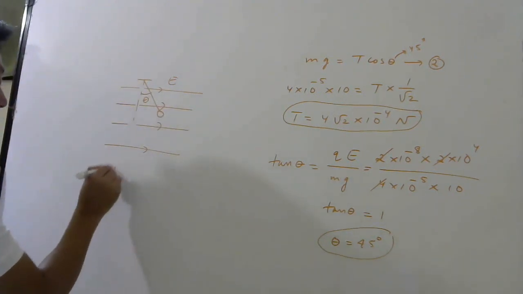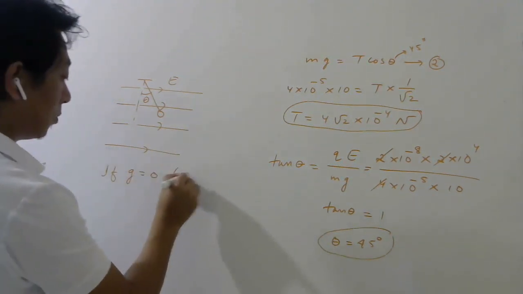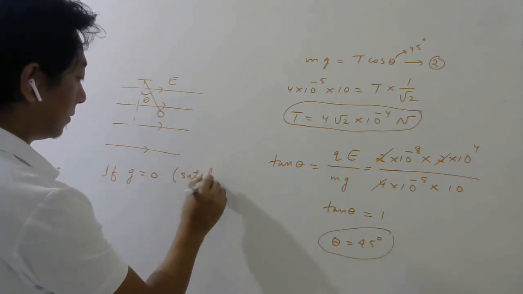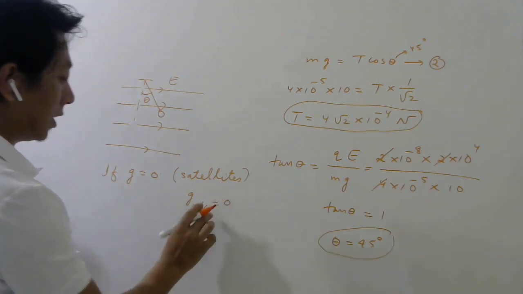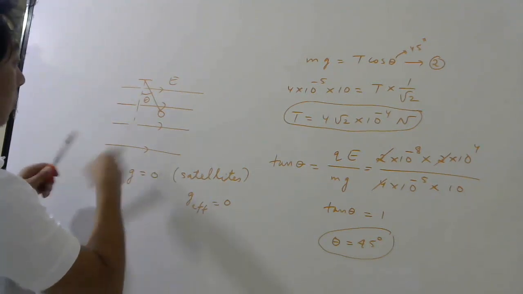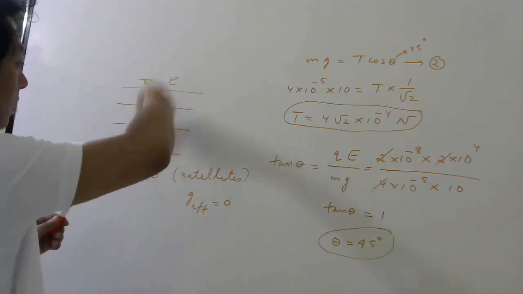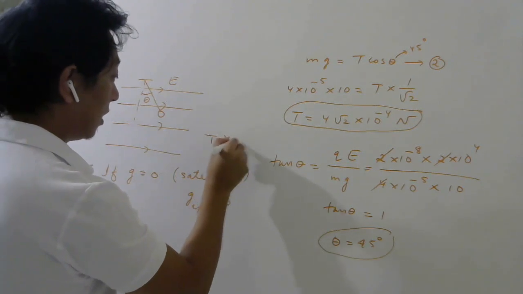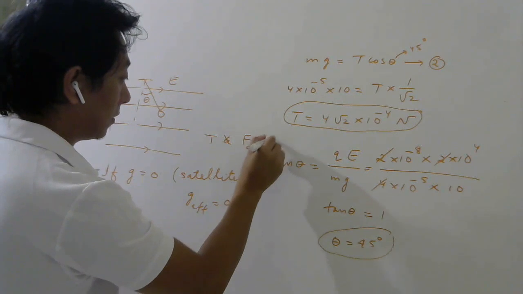My question is, if gravity is zero, then what will happen? Where will gravity be zero? Suppose you are inside a satellite, where your effective gravity is zero, right? We call this weightlessness in the first field. So if g is zero, what will happen? There will be no force mg this side. So no force is this side. So only two forces will be there. Which will be the two forces? Tension and electric force Fe, which is Q into E.